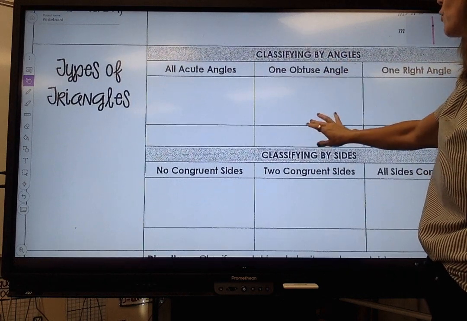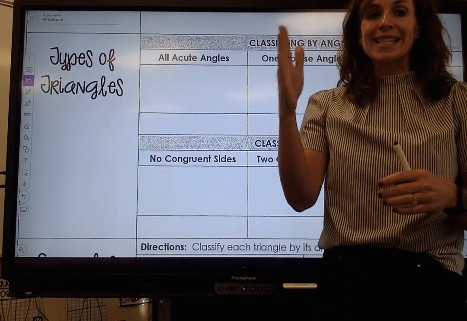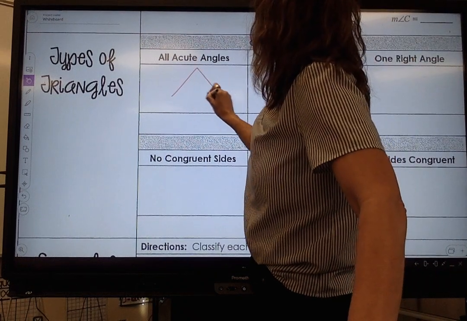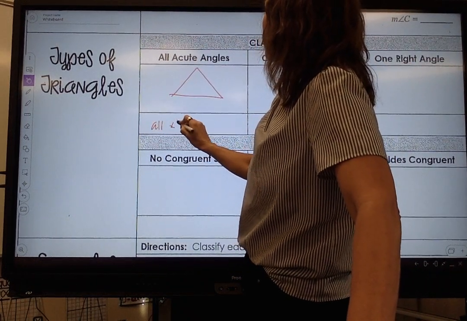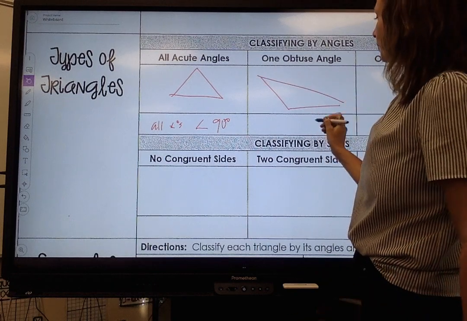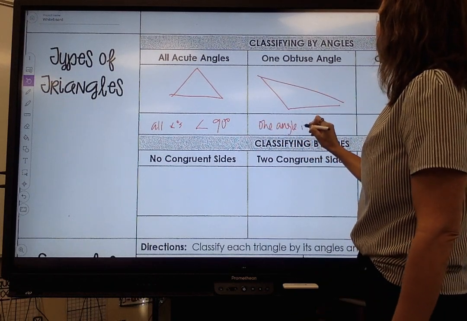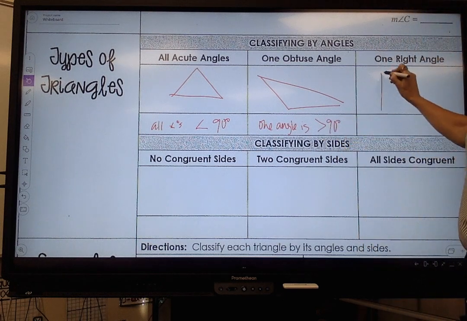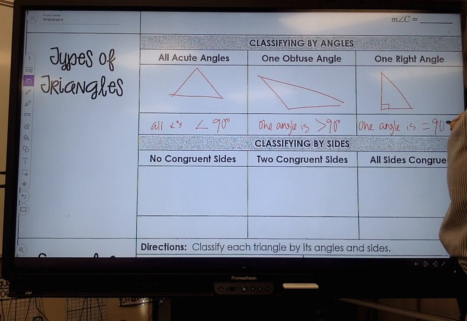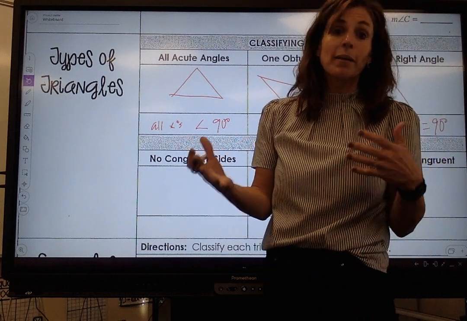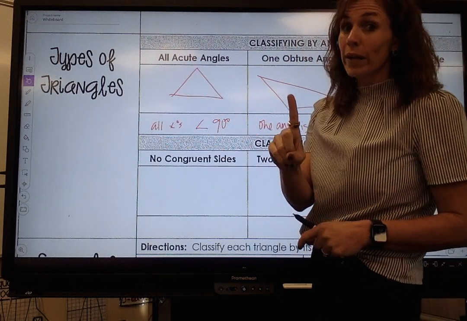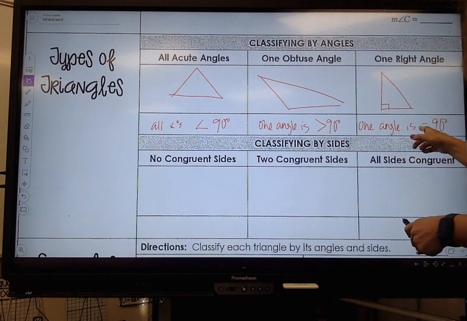But let's talk about the types of triangles. So you name a triangle by its side and its angle. We've already done the angles. We already know all acute angles, all angles are less than 90 degrees. In an obtuse triangle, one angle is greater than 90 degrees. And then in a right triangle, you know that one angle is equal to 90 degrees. So it's like the types of angles that we've talked about. Same thing for triangles. Okay, so acute, all angles are less than 90. Obtuse, one angle is greater than 90, and then in a right triangle, of course, one angle is 90.